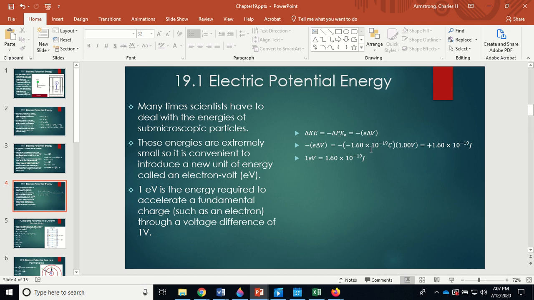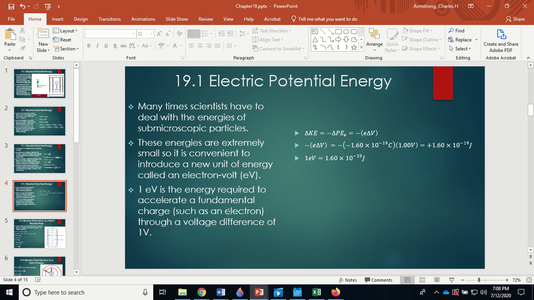So then we put in the charge of the electron. We get the minus sign out front. The minus signs are going to go away. Times 1 volt would be plus 1.6 times 10 to the minus 19 joules. So in other words, 1 electron volt is the energy required to accelerate a fundamental charge such as an electron, that's the 1.6 times 10 to the minus 19 coulombs, through a voltage difference of 1 volt.